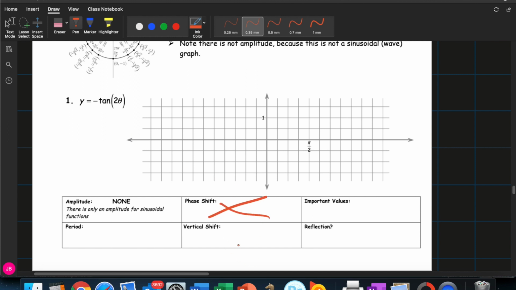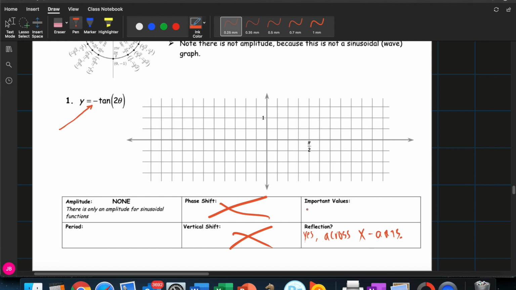Is there a vertical shift? No, there's no vertical shift. Important values. Well, we need to come back to that one. And reflection. Is there a reflection here? Oh, yes, there is a negative. That negative reflects it. But it reflects it where? So yes, there's a reflection, but what kind? Vertically or horizontally? So remember, whether it's vertical or horizontal, is the negative inside or outside the parentheses? So it's a vertical reflection, which means it's reflected across what? Across the x-axis. Perfect.